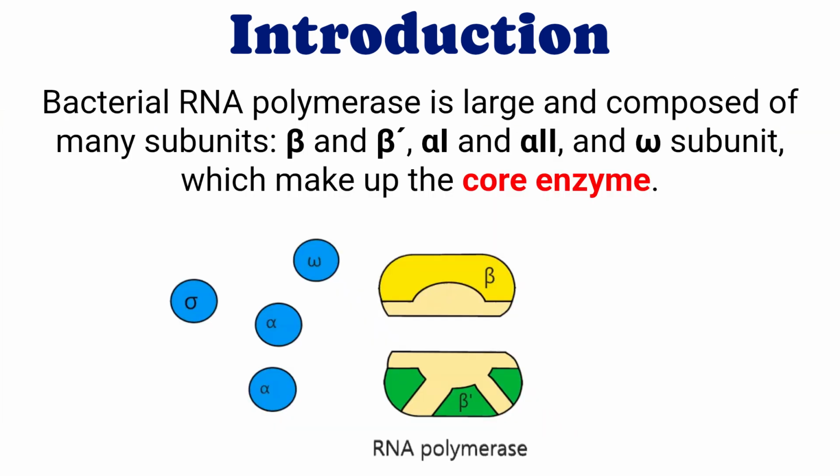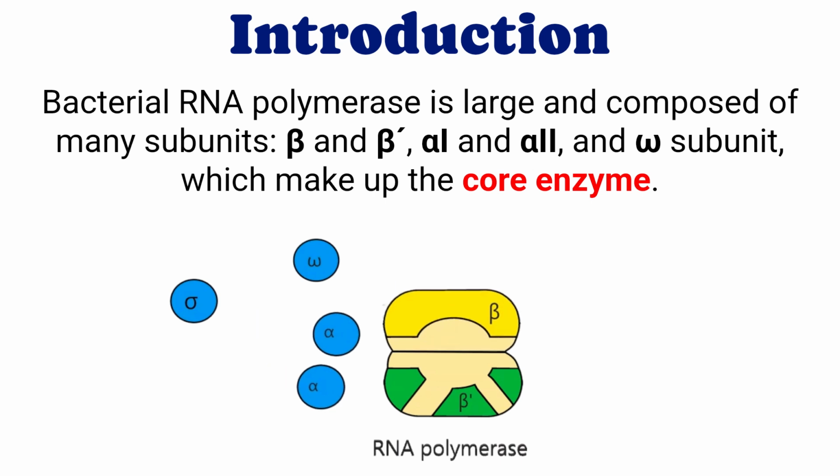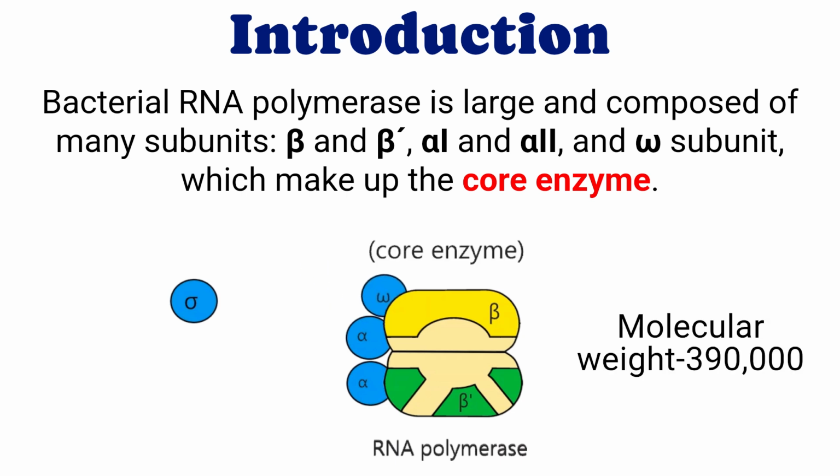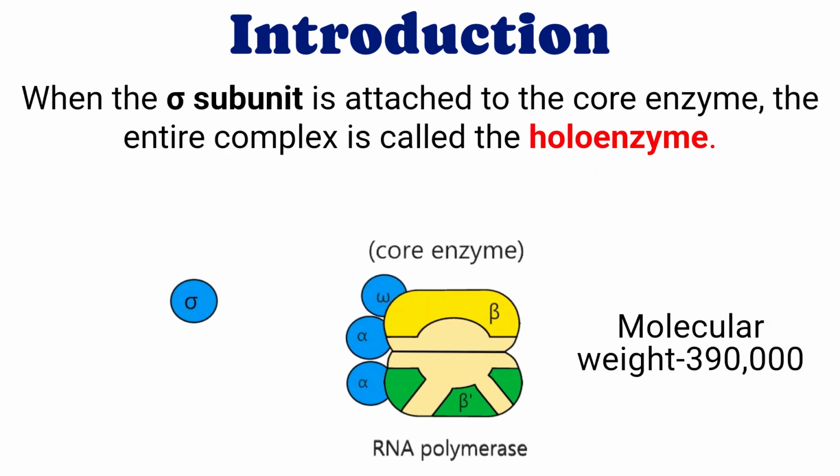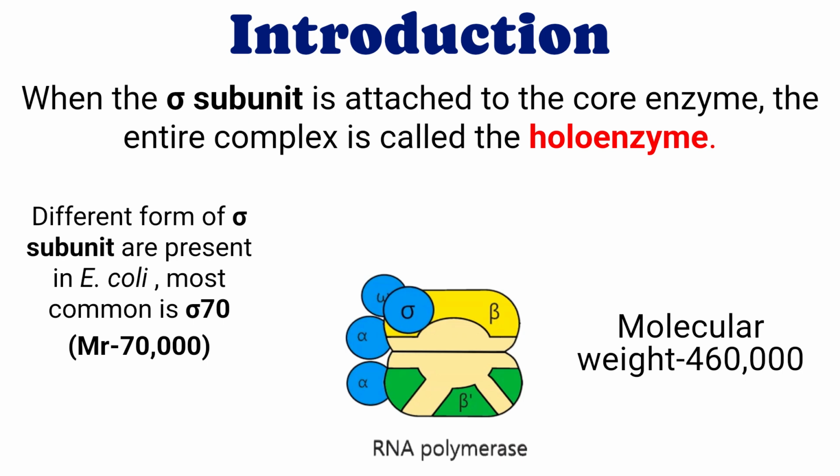Two large subunits, beta and beta prime, two copies of a smaller subunit, alpha 1 and alpha 2, and one copy of a fifth subunit, omega, make up the core enzyme. Other functional subunits such as the sigma factor join and leave the core enzyme at particular stages of transcription, and when the sigma subunit is attached to the core enzyme, the entire complex is called the holoenzyme.